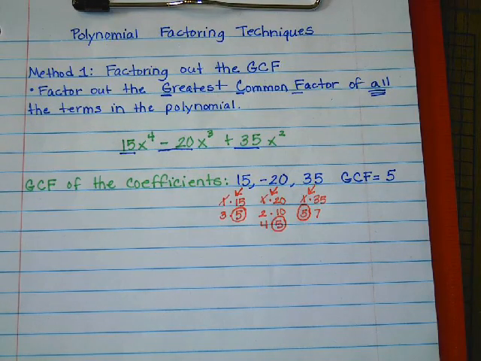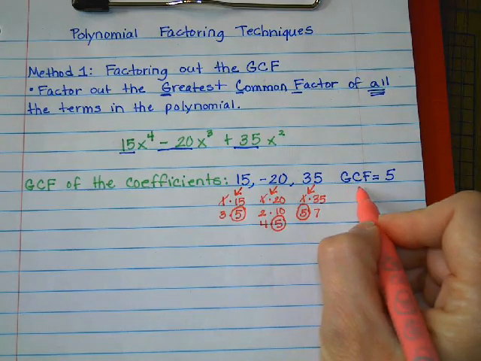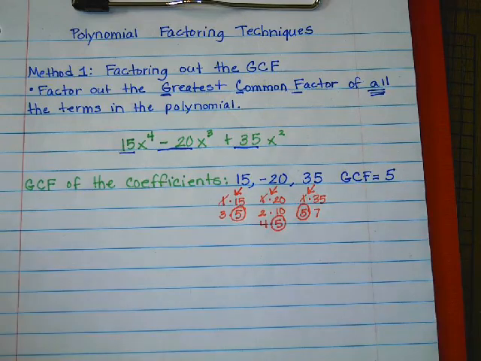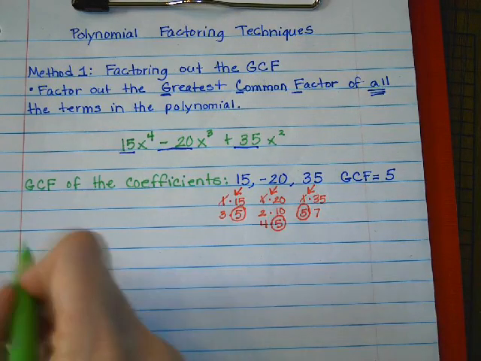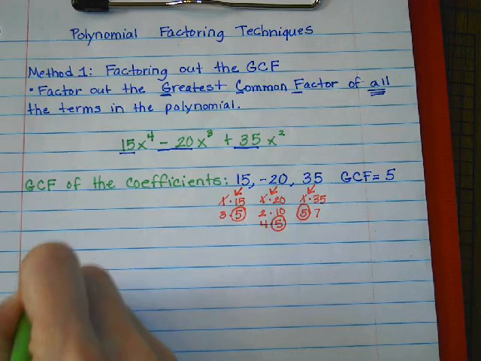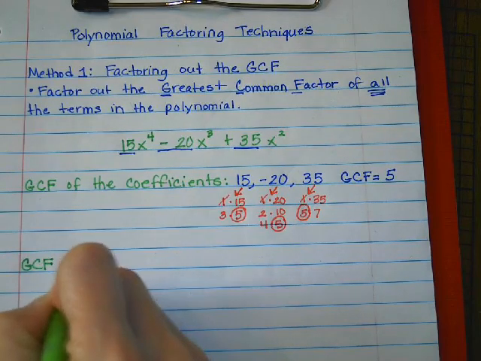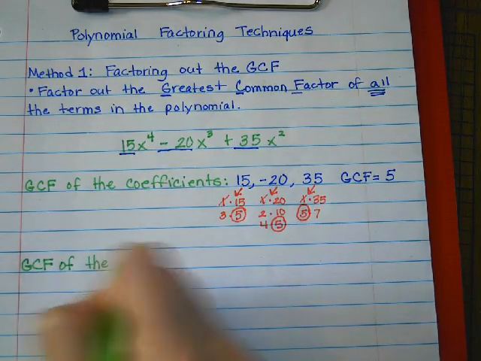If you would have had more than one factor that they shared, you'd pick the largest number of the numbers that they share. That makes the greatest common factor. So we're looking for the greatest number or the greatest factor they share. All right, so now we're going to move on, and we need to find next the GCF, or the greatest common factor of the variables.